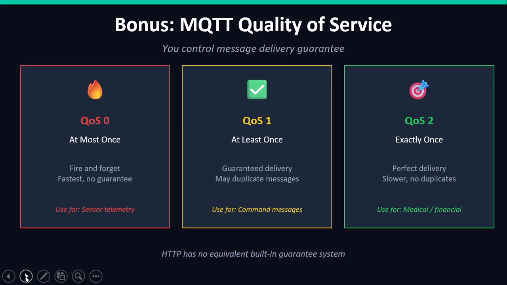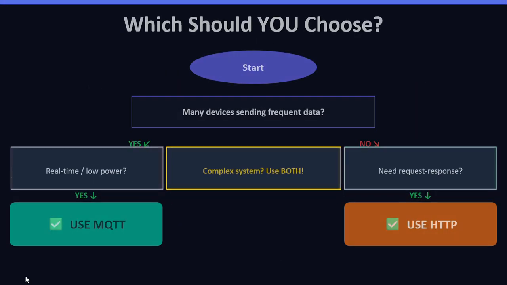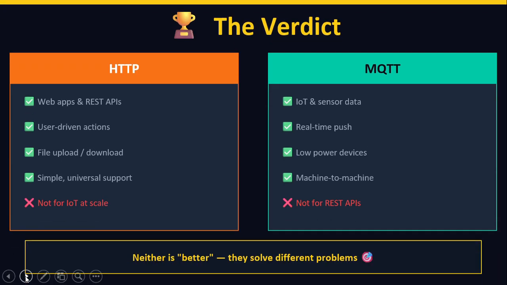Now imagine doing this with HTTP. Your app would have to keep asking for updates, and again for updates. Not efficient at all. So now you know the difference. HTTP is powerful, but not optimized for IoT, while MQTT is very lightweight, efficient, and built exactly for this purpose. And that's why most modern IoT systems rely on MQTT.